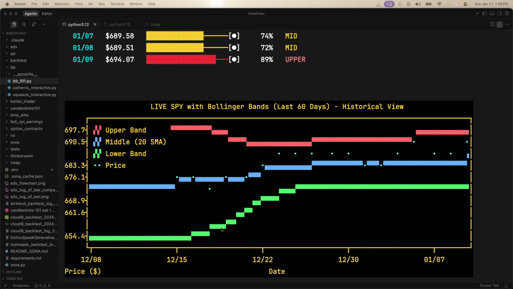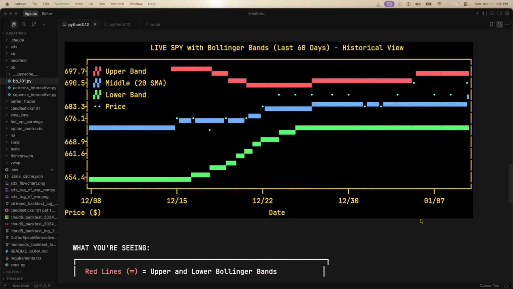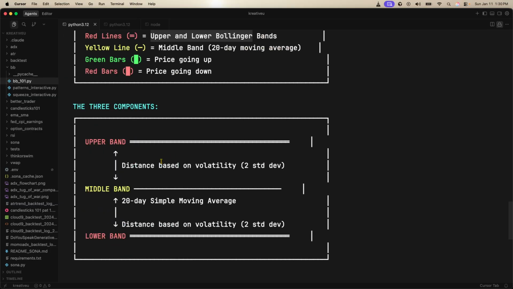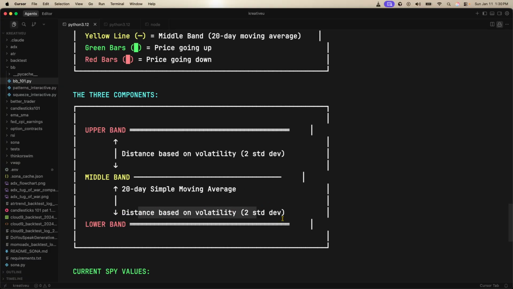And then the lower band is going to be our oversold territory. So this is where individuals want to panic sell, right? They're thinking that the market is going to go down. So when it reaches here, we're in oversold territory. So upper band and lower band, we already talked about that. So here are the three components: the upper band, middle band, and then the lower band. The upper band is the distance based on volatility, which is 2 standard deviations, and then the lower band is the distance based on volatility, and again 2 standard deviations.